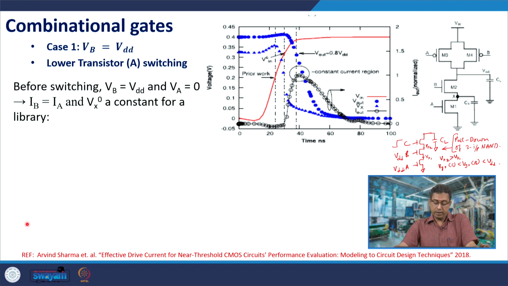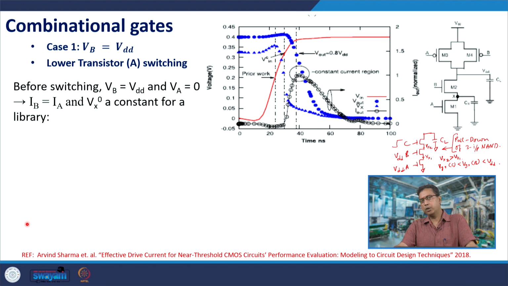Now let us discuss the switching currents and mechanism of a 2 input NAND gate. Let us discuss the turning of 0 to 1 of one of the inputs A and B. The other input is already at VDD. So it is output discharge that we are discussing. Why are we not discussing output charging?